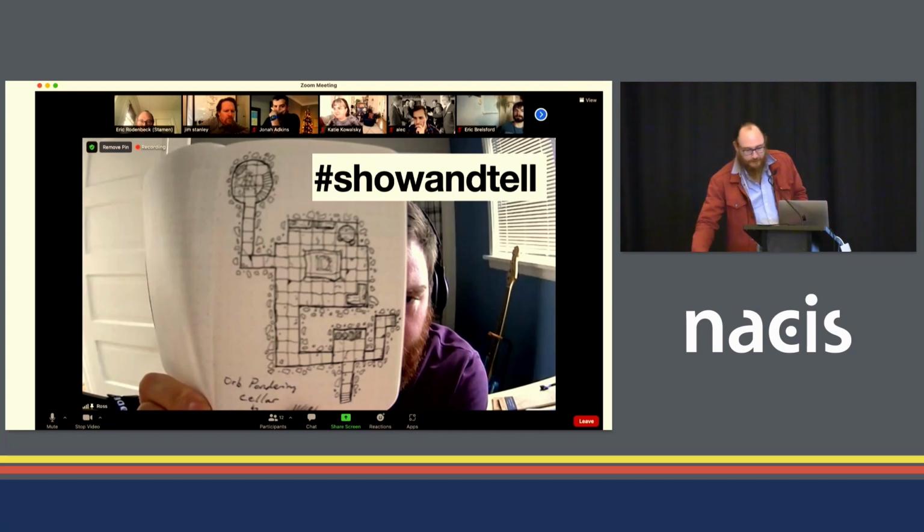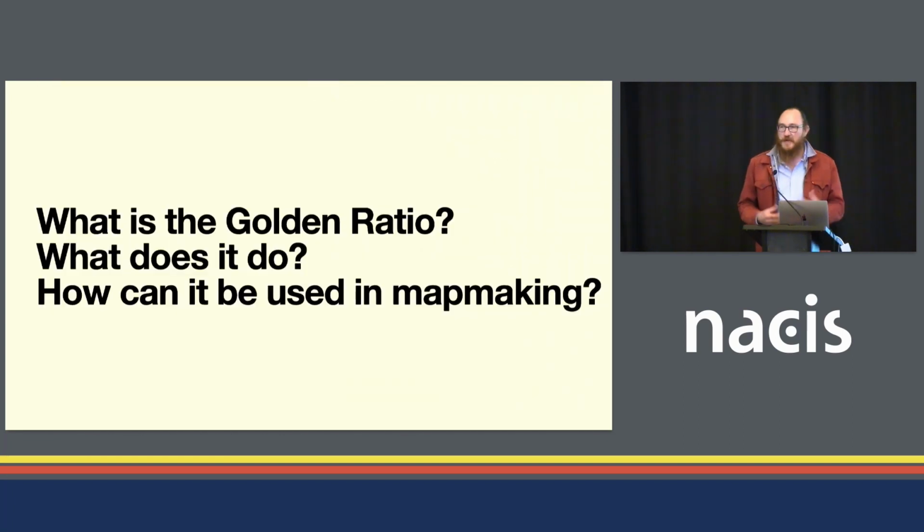Charlie Lloyd piped up and said, I use the golden ratio in my cartography work all the time. So my ears pricked up, and the two of us together developed this presentation and had a conversation about the golden ratio and what it can be used for in cartography.